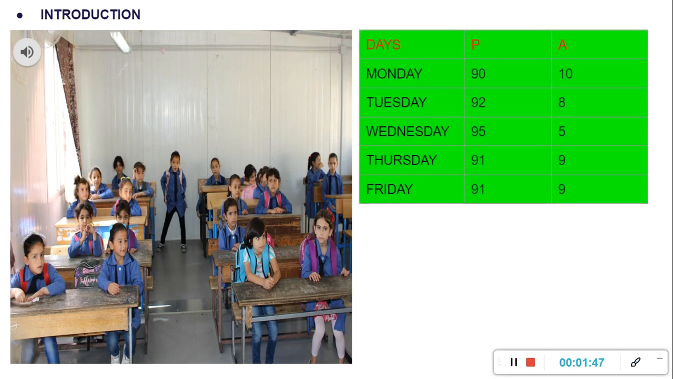Right? And let's say the data which she has is, let's say P for present and A for absent. On Monday, 90 students were present and 10 were absent. Let's assume that the total strength of the class is 100, meaning the total number of students in the class will be 100. On Tuesday, let's say 92 were present and 8 were absent. On Wednesday, 95 were present and 5 were absent. Similarly, on Thursday and Friday, 91 were present and 9 were absent. So, this is the data that she has for a week.